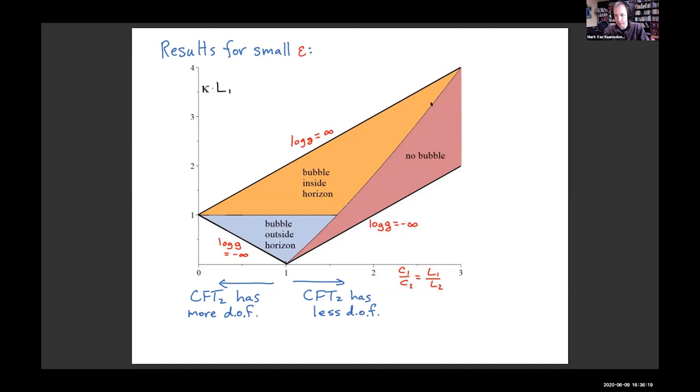Okay. Mark? So, yeah, I'm a little surprised. A naive interpretation of this diagram would be to say that in some sense the boundary entropy is making up for the dumbness of the CFT2. If the CFT2 has fewer degrees of freedom, the boundary entropy somehow fills in. But then you might have thought that there is no limit to how dumb the CFT2 can be. Whereas you're finding that if it's a third as big as CFT1, then the game is over. Yeah. Is the intuition completely wrong?